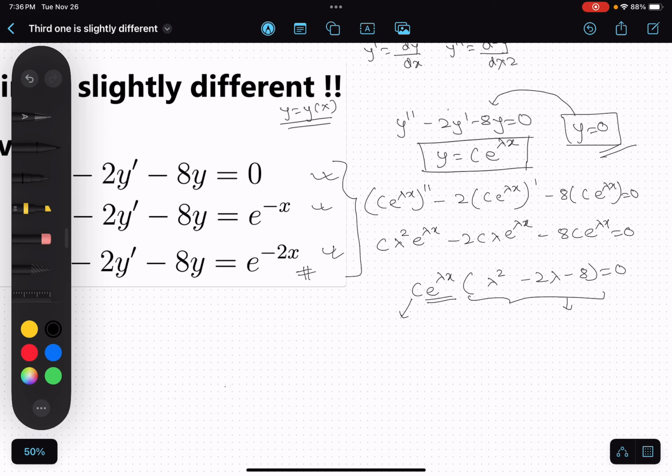Now, that means we also don't want c to be 0. So we want this to be 0. Lambda square minus 2 lambda minus 8 is equal to 0. This will be lambda square minus 4 lambda plus 2 lambda minus 8 is equal to 0.